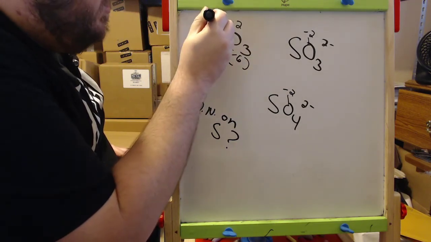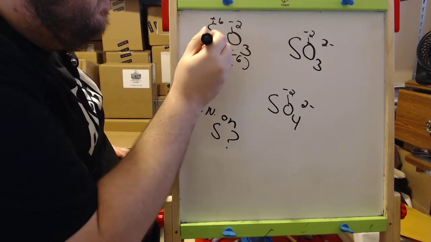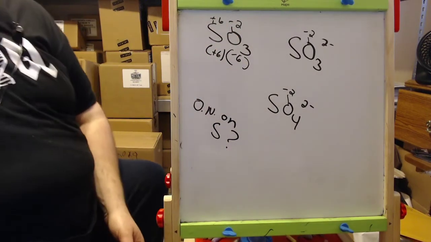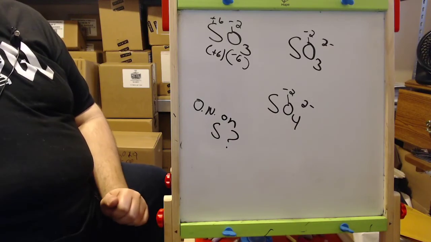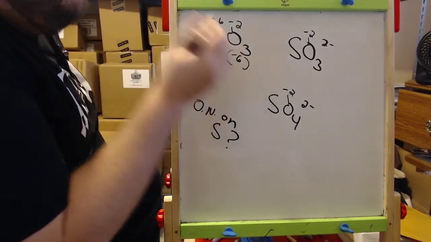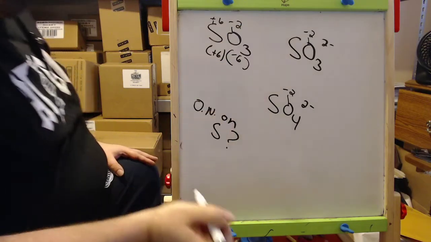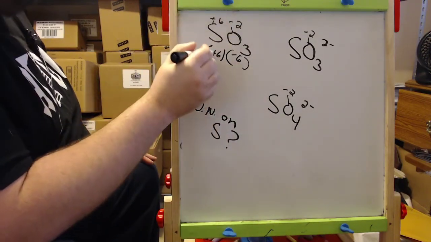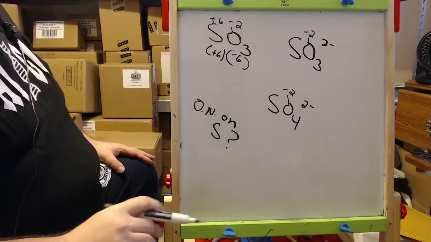So, sulfur must be a plus 6. Plus 6 with a minus 6 gives me 0. So in sulfur trioxide, sulfur's oxidation number is plus 6.